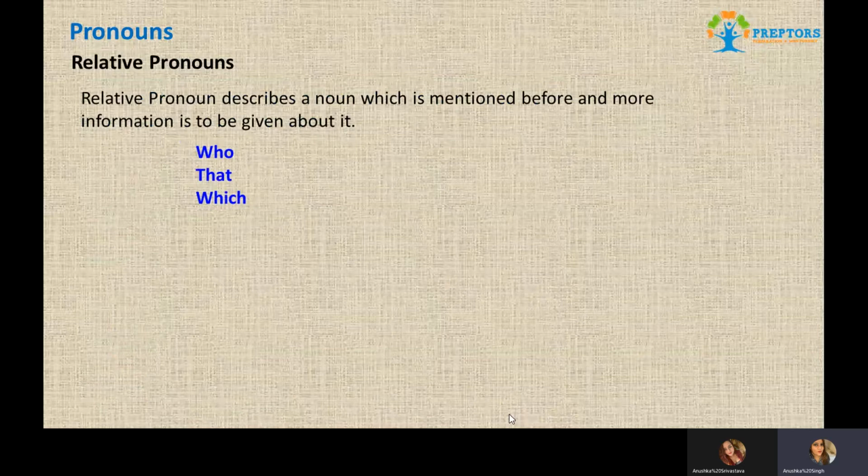Who is used for a person in the subject case. For example, it is the person who helped her. So here the person is performing the action of helping, hence who. That and which are used in the object case. When I say that, it gives me essential information, and which gives me non-essential, non-important information.